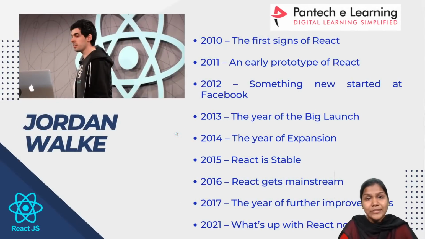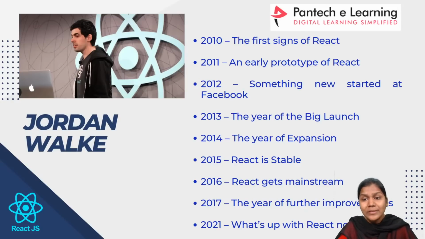Yeah. Here comes the history of React.js. It started from 2010. The first signs of React began, and in 2011 an early prototype of React was put forward. This was actually implemented or started by a Facebook employee, Jordan Walke. He was the first person to work on React.js or to implement it for web applications.